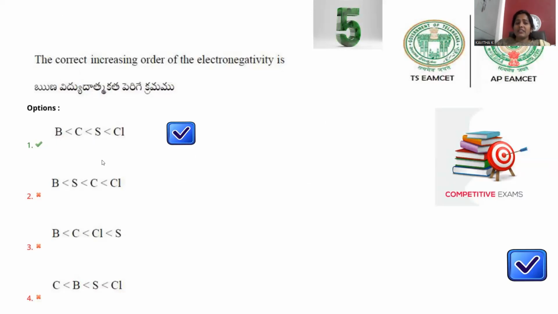Boron, carbon, sulfur, and chlorine are provided, and the exact answer for this increasing order of electronegativity is boron to carbon, carbon to sulfur, sulfur to chlorine, increasing in this order.